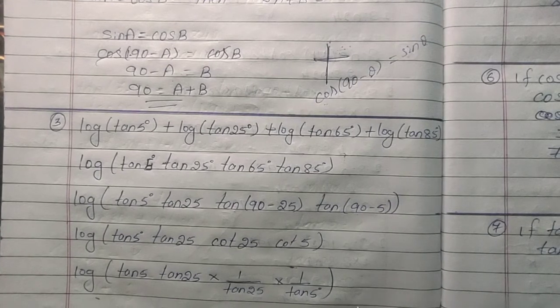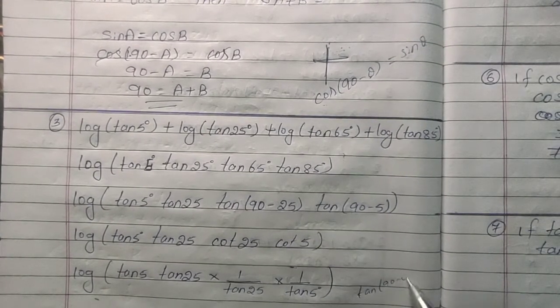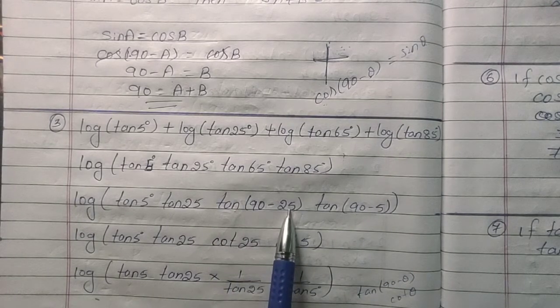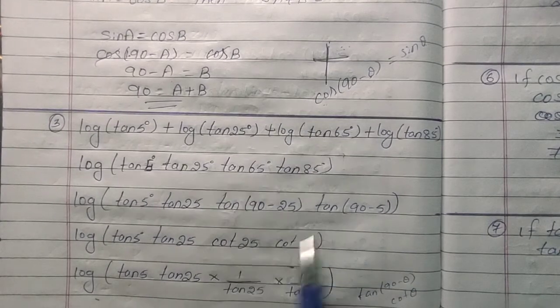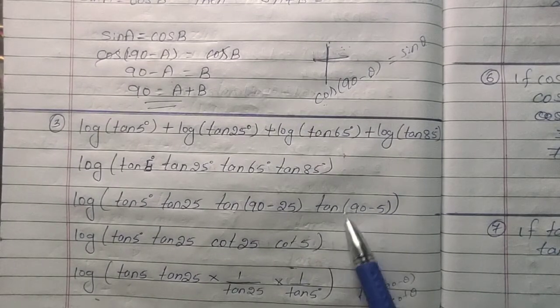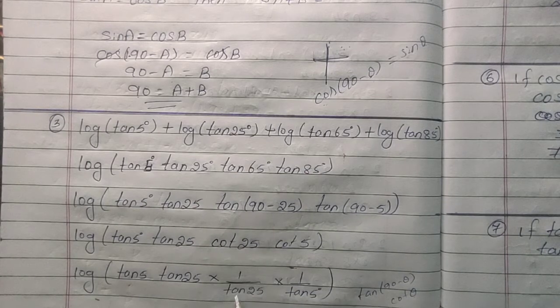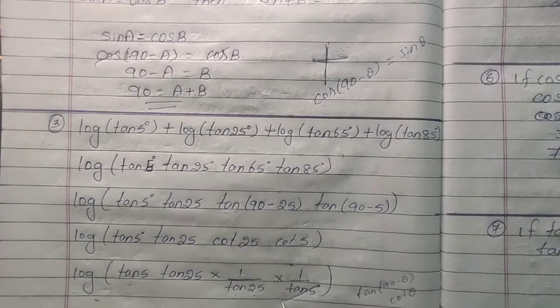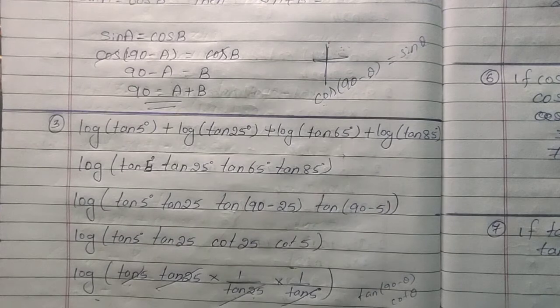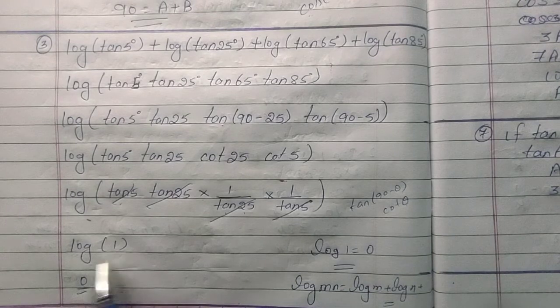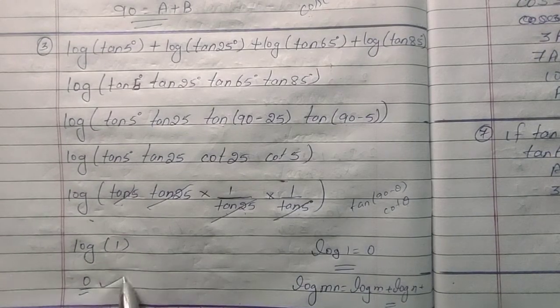Remember the complement angles. Tan 90 minus theta, I can write as cot theta. Therefore, tan 90 minus 25 is cot 25, and tan 90 minus 5 is cot 5 degree. Now, tan 25 into cot 25, reciprocal means I will get 1. Cot reciprocal is tan, so tan 5 gets cancelled, tan 25 gets cancelled. So what are we getting now? 1.